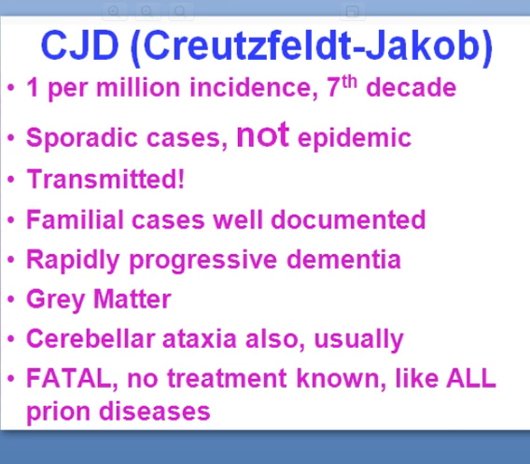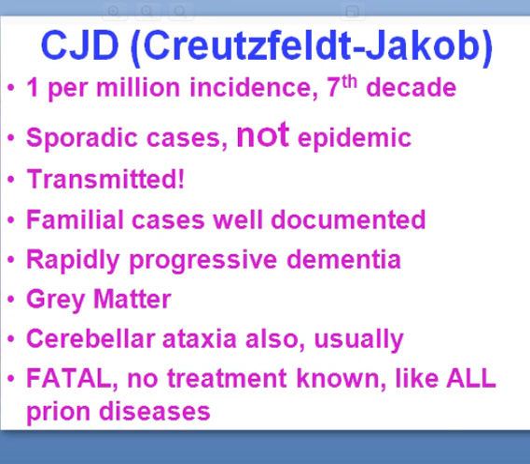It is transmitted, however, from humans to humans. There are a handful of well-documented familial cases. If that perhaps means a genetic predisposition to the virus, that would probably be the most likely explanation. Once it does its job, it's a rapidly progressive dementia. And because we're talking about neurons, you know that that's primarily gray matter, cortex. We also know it can involve the cerebellum and many other places where there are neurons. It's fatal. There's no known treatment, like all prion diseases.